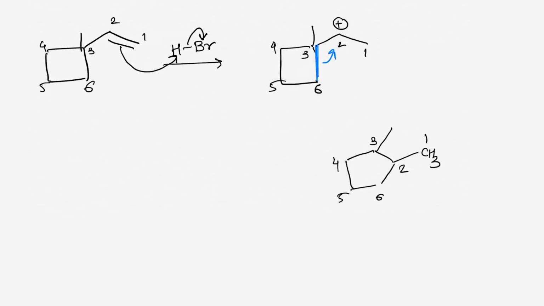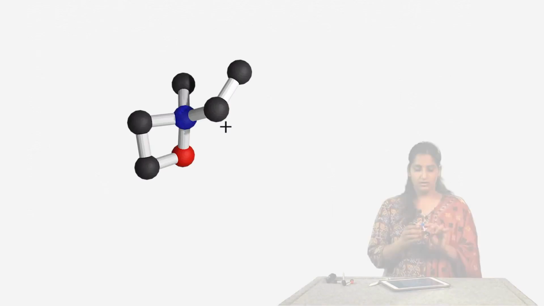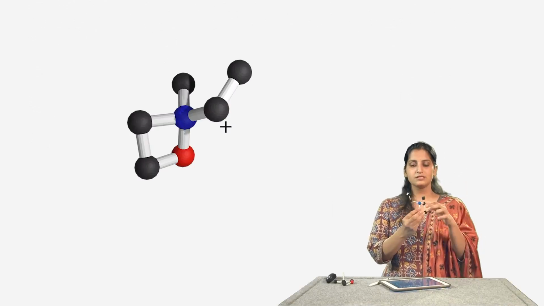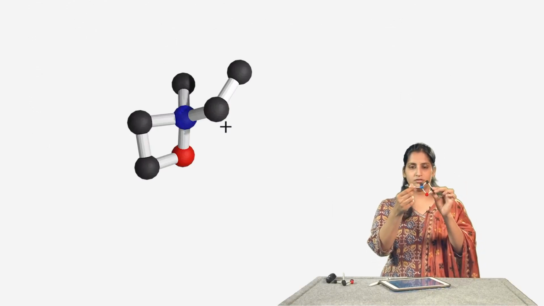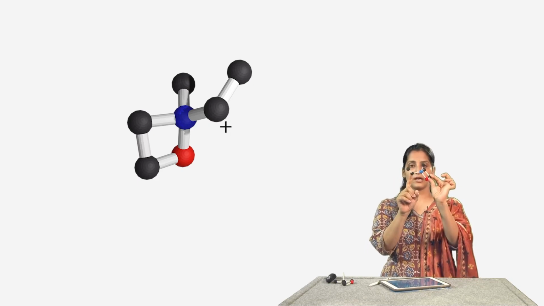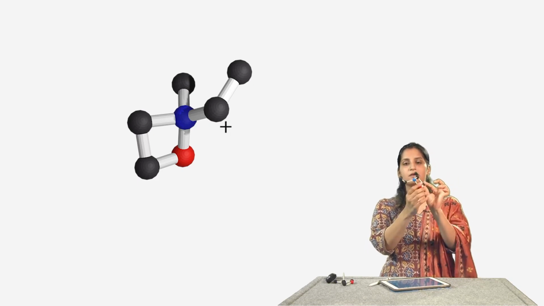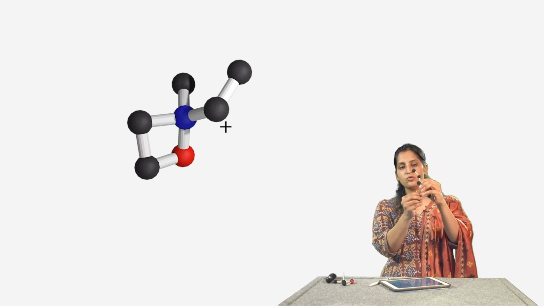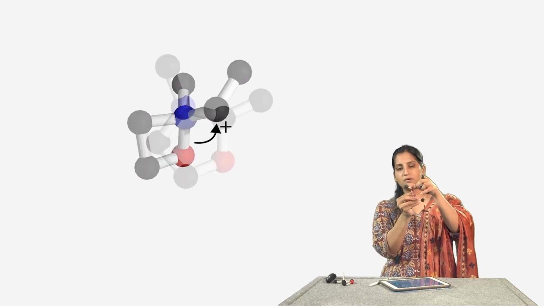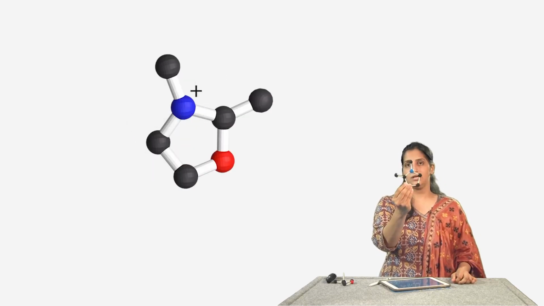Okay. So, the bond between 3 and 6 is now moved to form a bond between 2 and 6. And in fact, I have a model here. Okay. So, this is how the structure looks like. This is the carbocation, and this is the bond between 3 and 6, and it is going to move to form a new bond between carbons 2 and 6.